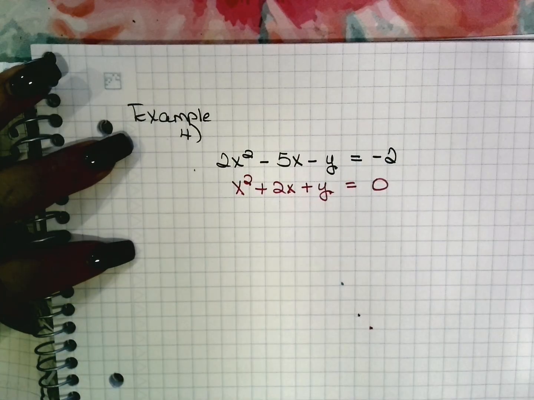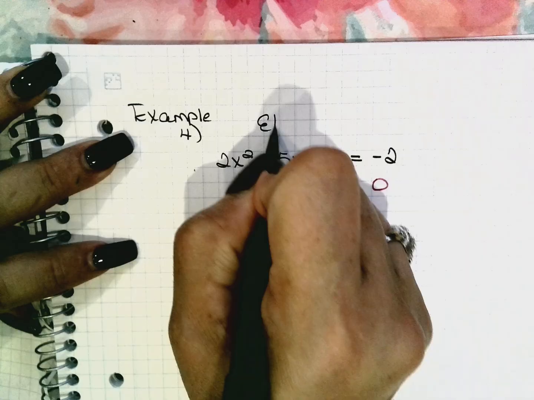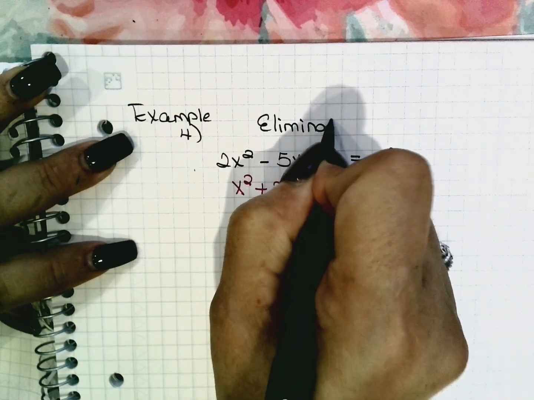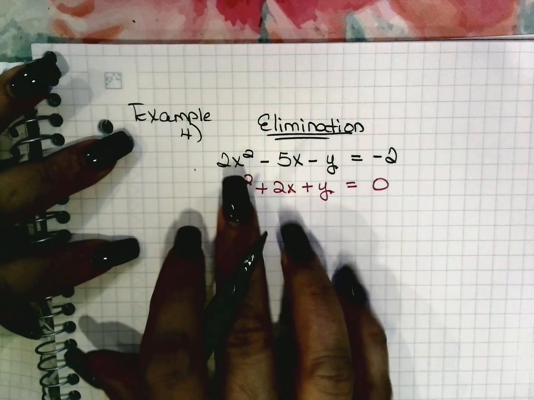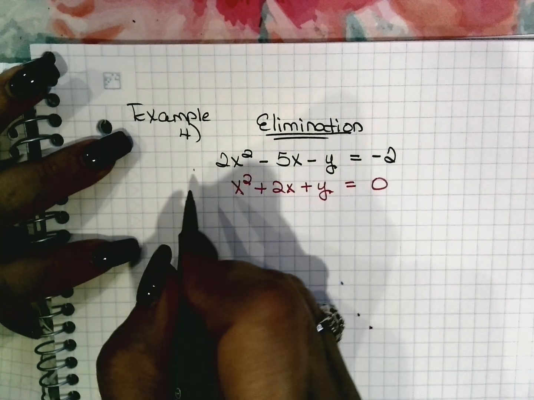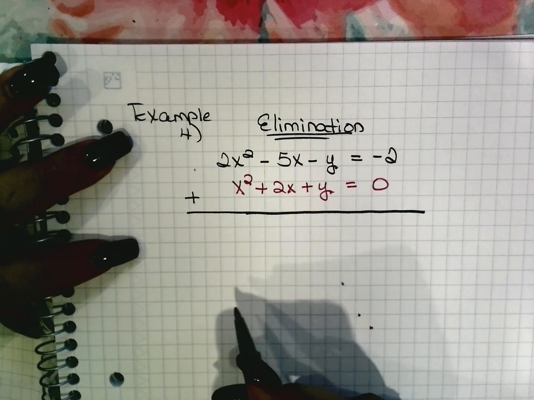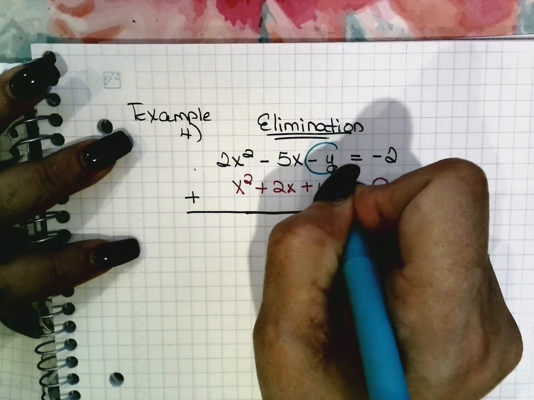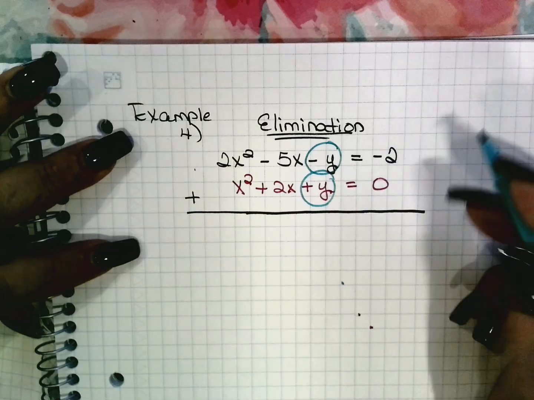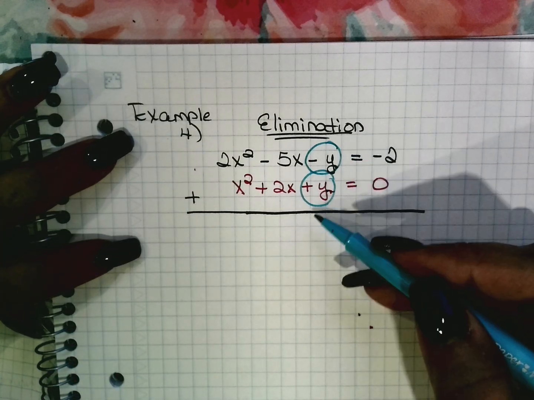Here we're not going to use substitution. We're actually going to use a process called elimination first, and then we will eventually use substitution. But here we're going to eliminate a term that we can easily get rid of. In this case, if we added these two. So if you look closely, you can see that there's a negative y and there is a positive y. And a negative y plus a positive y is going to give you 0. So we're going to get rid of the y's.